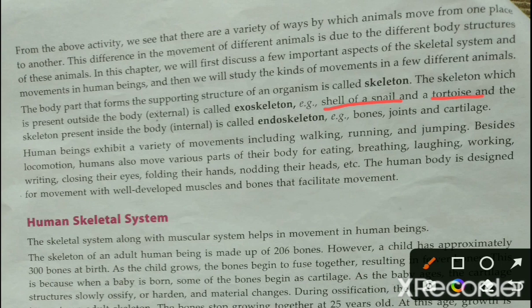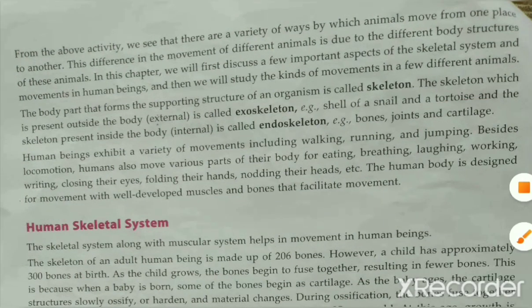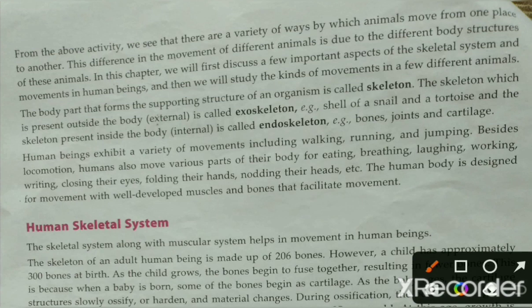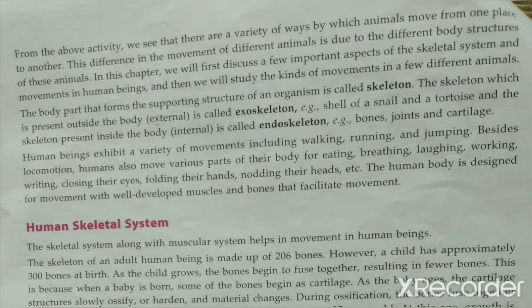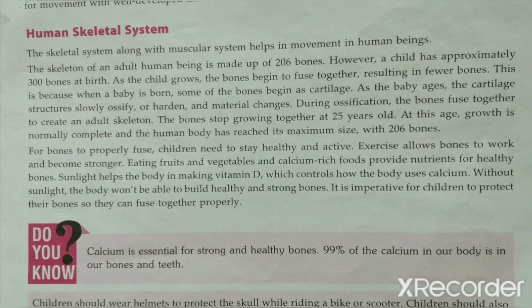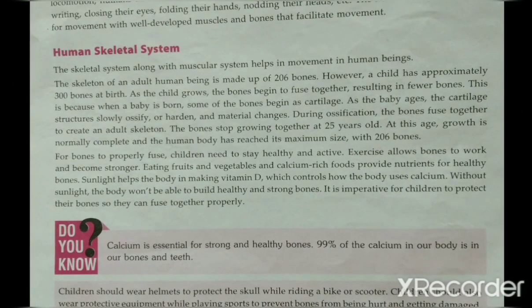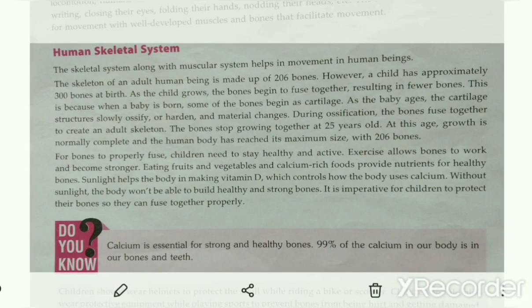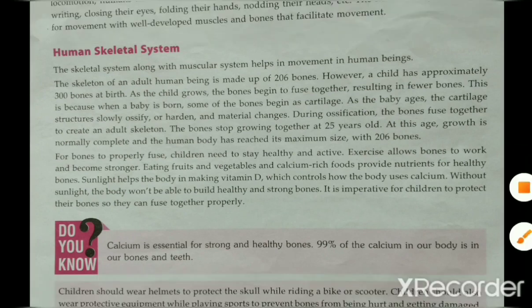Okay, so these are the two kinds of skeleton, exoskeleton and endoskeleton. Exo means the skeleton is present on the outside of the body, and endo means it is inside the body. Fine. Okay, now we'll go on to the human skeletal system. The human skeletal system is the one which you can see as an endoskeleton.